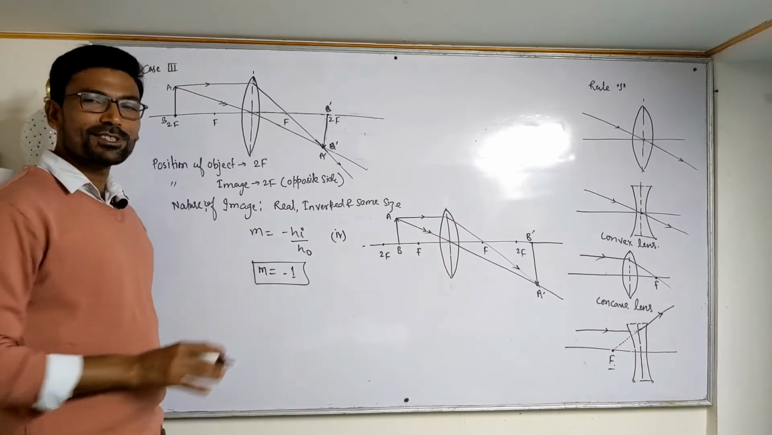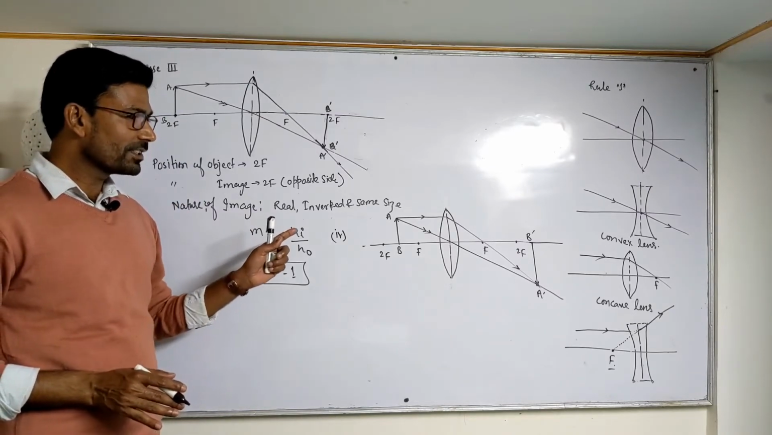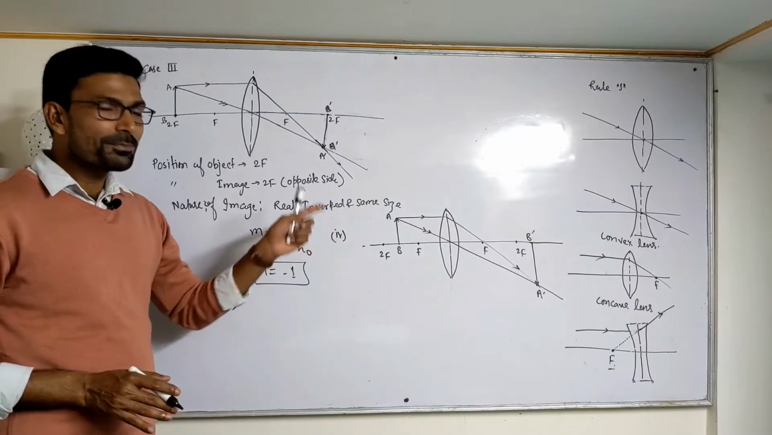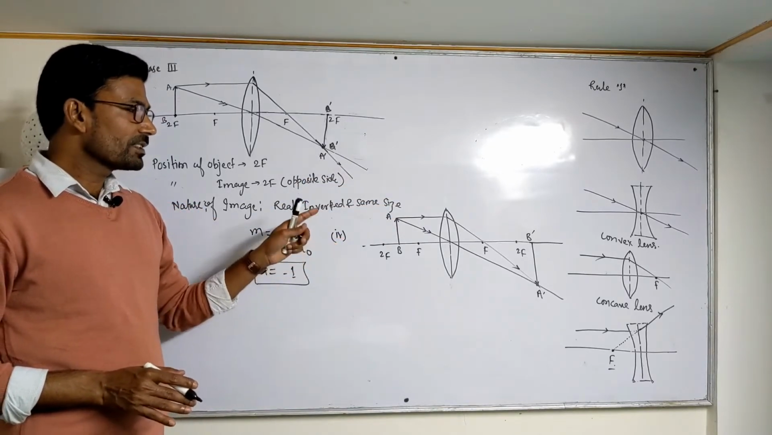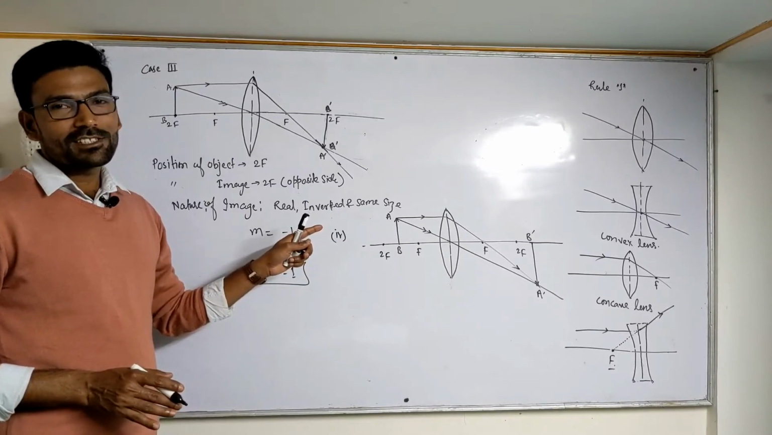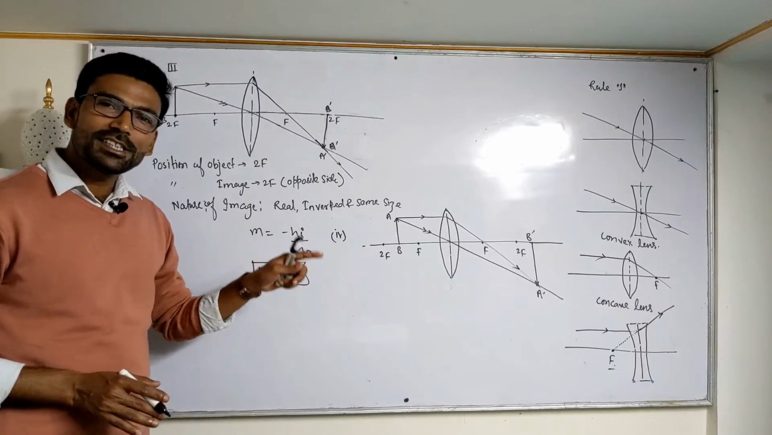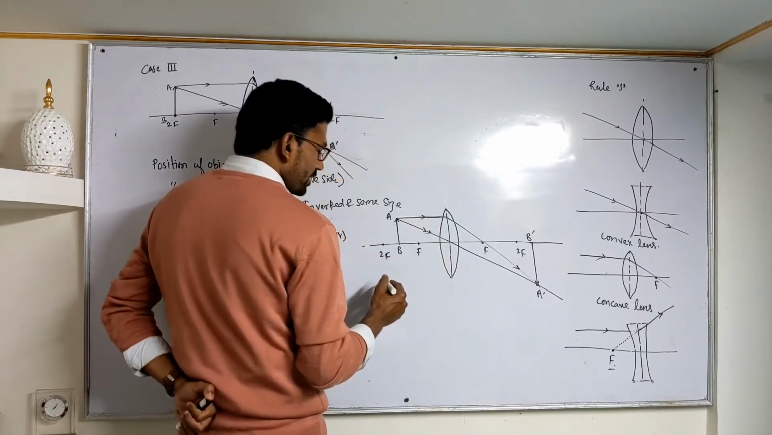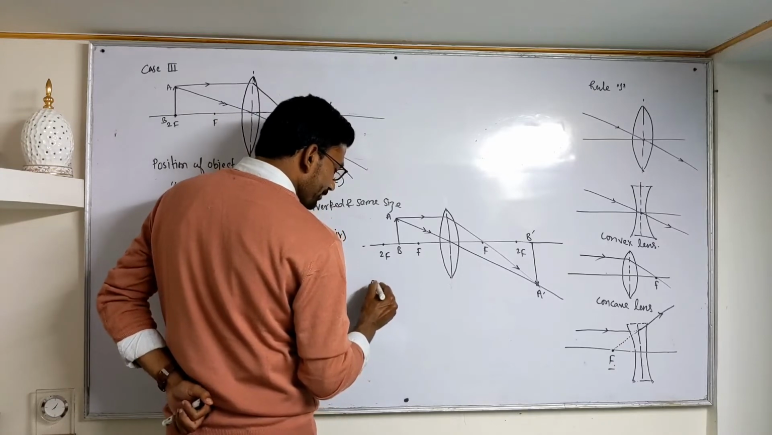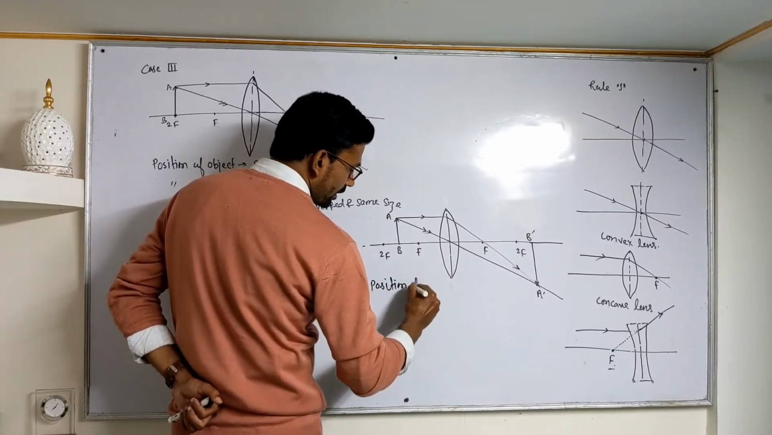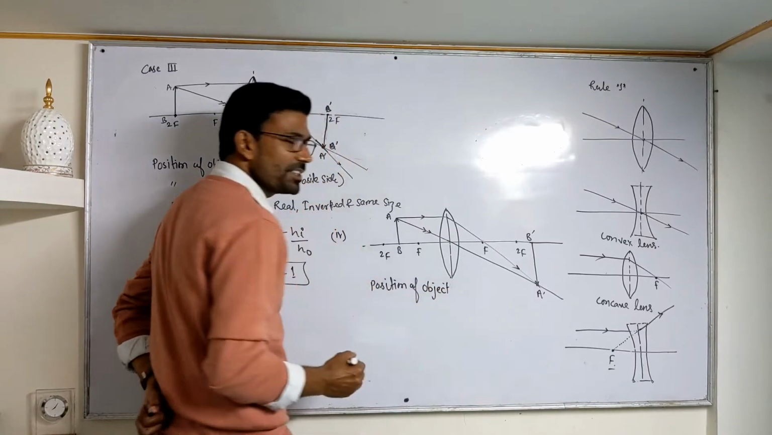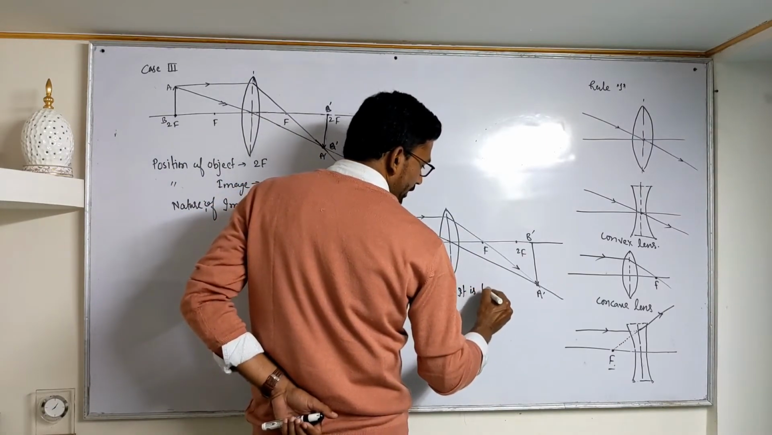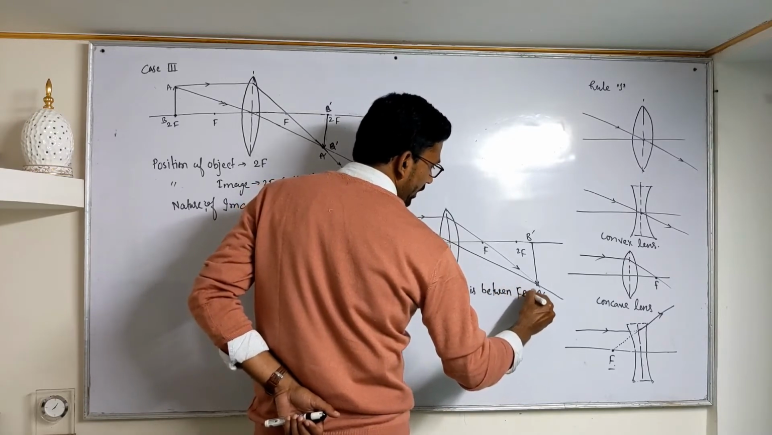Again we can write all the information about the image formed by this lens. If the object is placed in between F and 2F, the image is formed beyond 2F, and the size of image is now larger compared to the size of object. It is inverted and real. First thing we want to write: position of object. It is in between F and 2F.